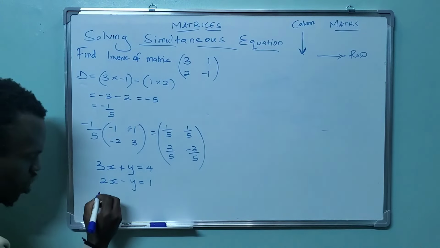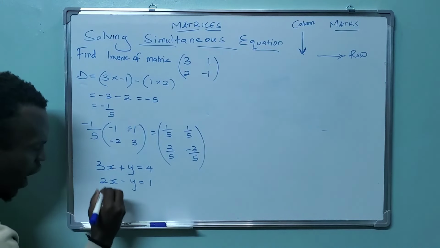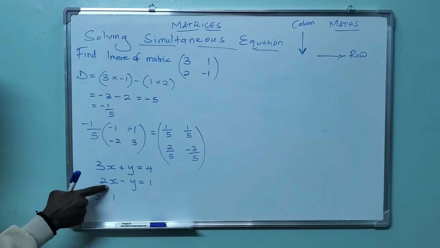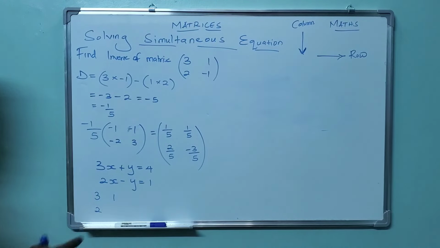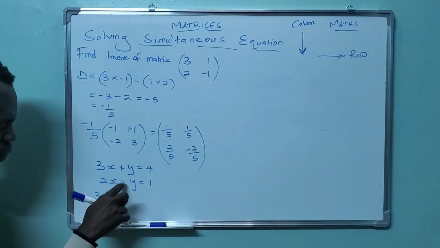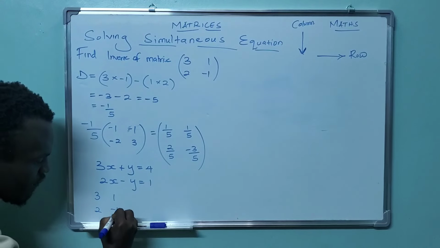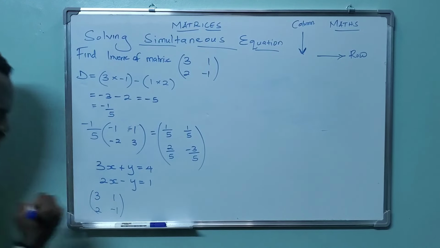For the 3x, I'm only going to take 3. For the y, that is +1. For the 2x, I'm only going to take 2. And then for the y, because it is a negative, I'm going to have there -1. So this is my matrix.